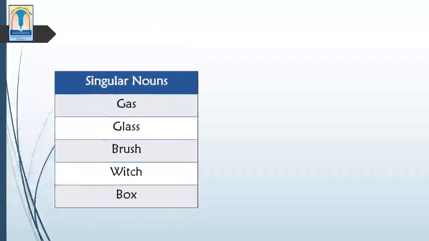Another group of words appears in the following box. Please look at the words. I'm gonna read them for you. Gas, glass, brush, witch, box. Take 10 seconds, try to change them orally to the plural form.